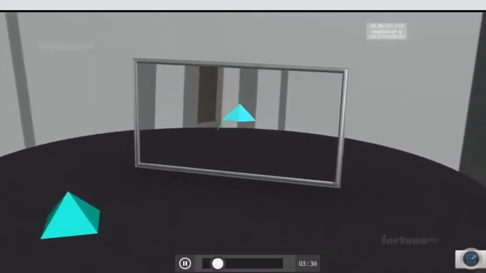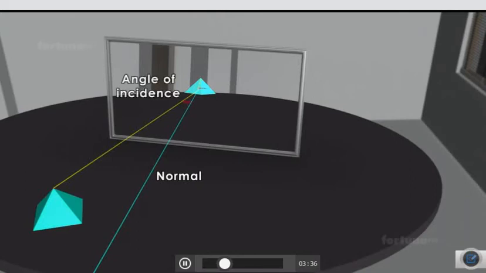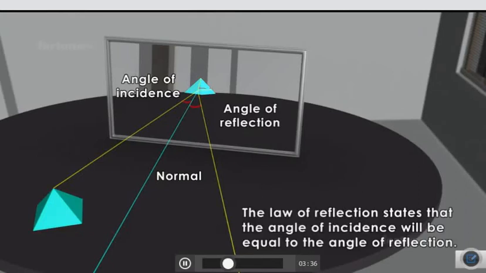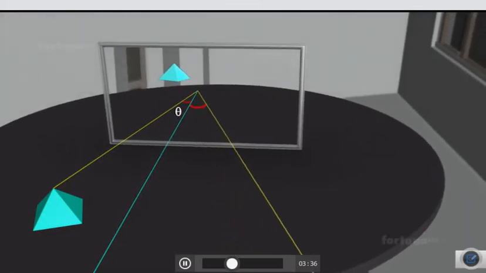If we draw an imaginary line, referred to as the normal, which runs perpendicular to the plane mirror, the angle created between the incoming ray and the normal will be the angle of incidence. The angle created between the reflected ray and the normal is the angle of reflection. The law of reflection states that the angle of incidence will be equal to the angle of reflection. When we tilt the mirror at an angle theta, the reflected ray will rotate through an angle of 2 theta.